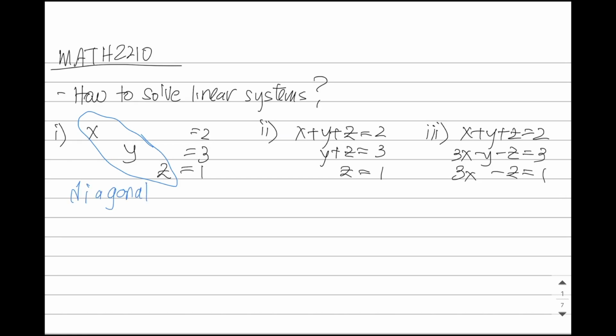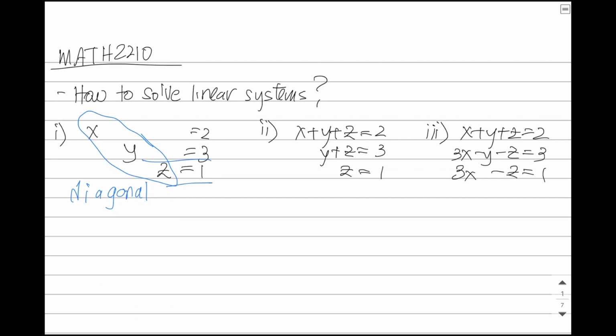This type of system requires no work to solve, because you can just read off the solutions from the equations themselves. Diagonal form would be our goal. Now, we'll never get so lucky as to get a system in diagonal form to begin with, so instead we're going to try to see what else can be done. The next type of system is also pretty good.